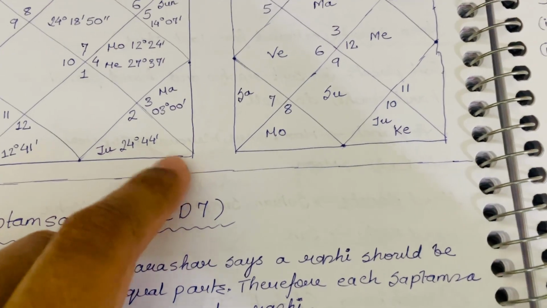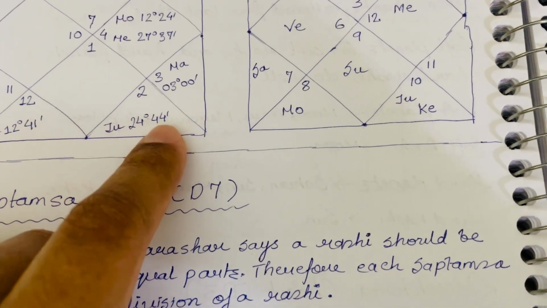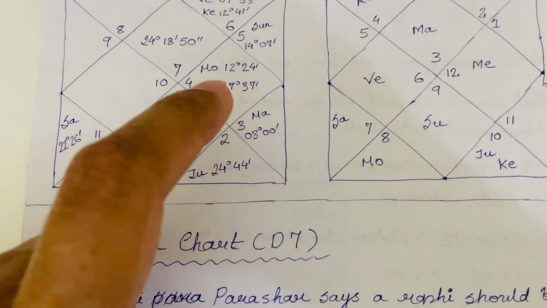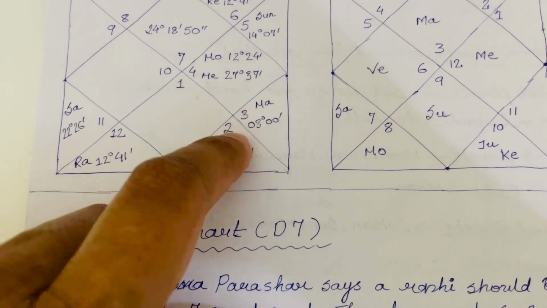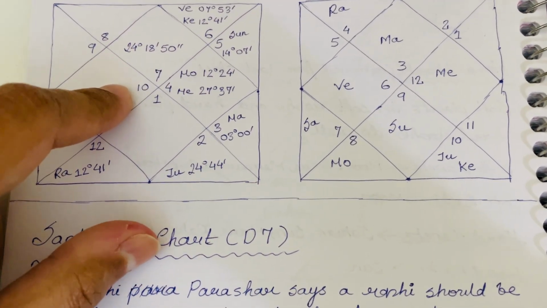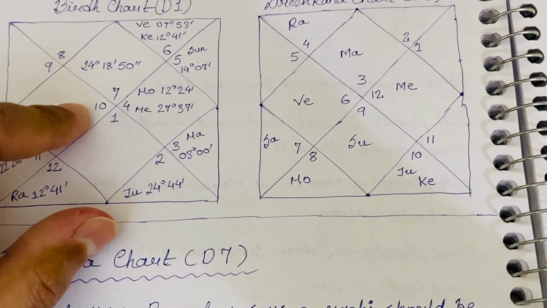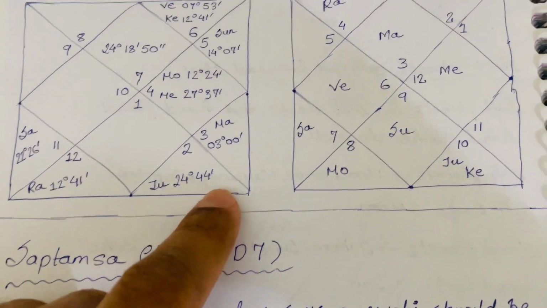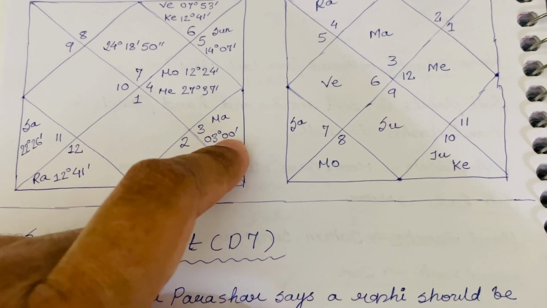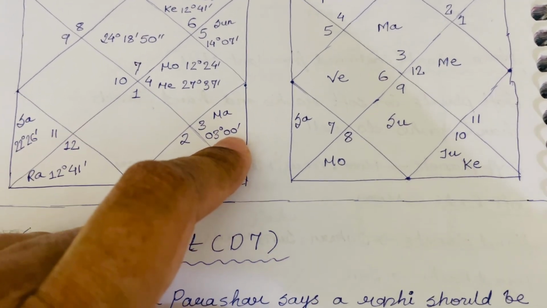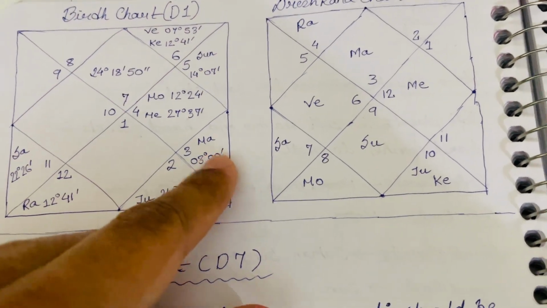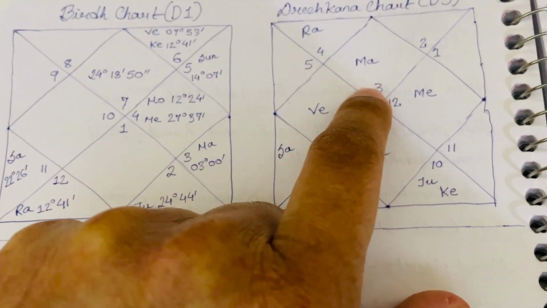Okay. Similarly, Jupiter is 24 degrees 44 minutes. So Jupiter is placed in the third Dreshkana, that is ninth from itself. So calculate ninth from Taurus: 1, 2, 3, 4, 5, 6, 7, 8, 9. So Jupiter is getting placed in the sign of Capricorn. Alright. Then Mars is 3 degrees 00 minutes. Mars is in the first Dreshkana. First Dreshkana means it is always the first house from itself. So Mars will remain in the sign of Gemini.